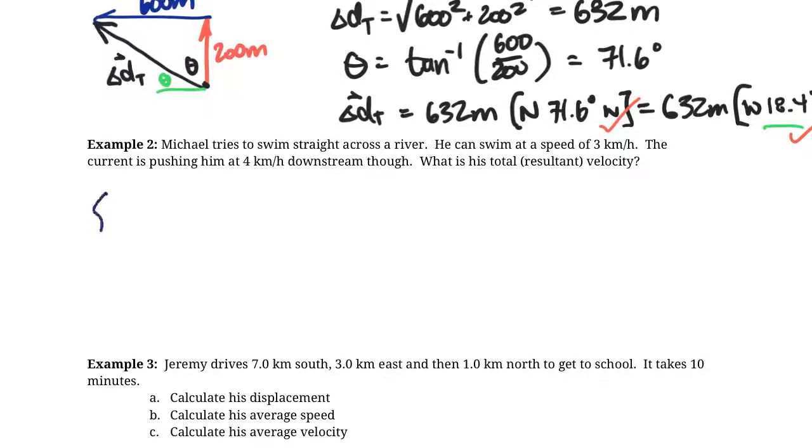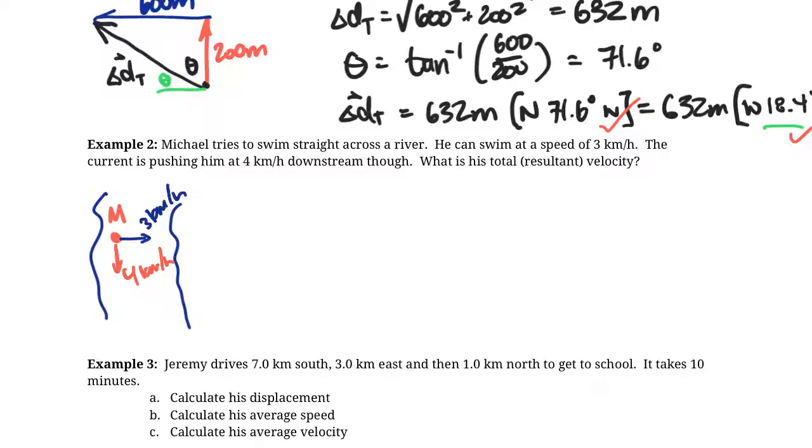So just to get a bit of a visual, let's assume this is the river. Let's assume this red dot is Michael. I'll call that M. So he's trying to swim across the river, with a speed of 3 kilometers per hour. That's how fast he's actually swimming. But the current is pulling him downstream, if we assume that's downstream, at 4 kilometers per hour.